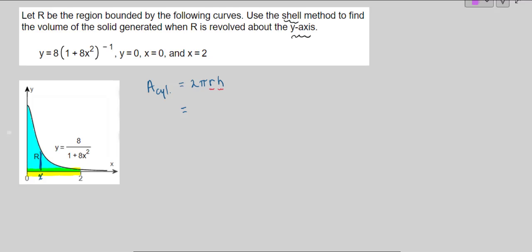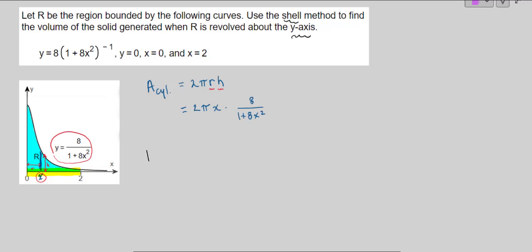Well, the radius is this distance right here, and that distance already is denoted as x. We know that x is the distance from the y-axis, which corresponds to the radius of the cylinder. And then the height of this element, right there, is given by the function. So that function is actually measuring the height of the corresponding cylinder. So we'll multiply this by 8 divided by 1 plus 8x squared. So that is the area function.